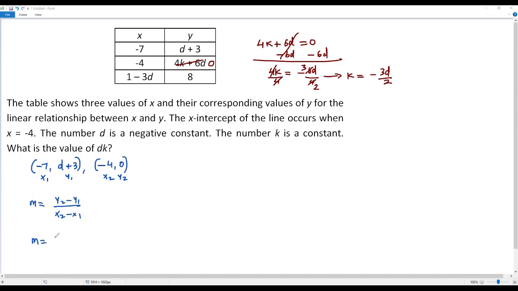Now let me plug in the values over here. For y2 we have 0, minus, for y1 we have d + 3. And for x2 we have -4, minus, the value of x1 is -7.